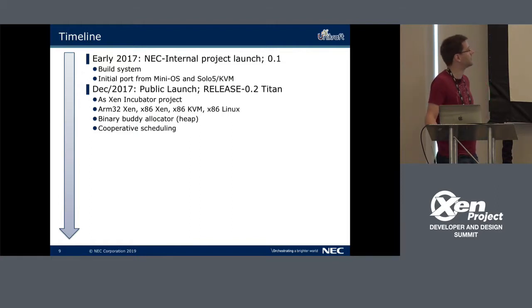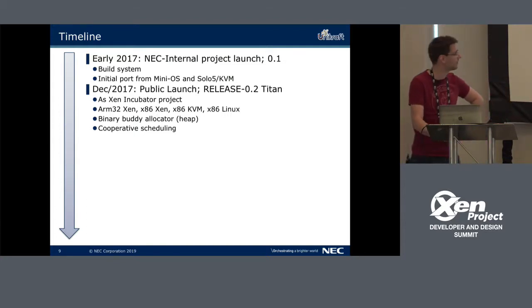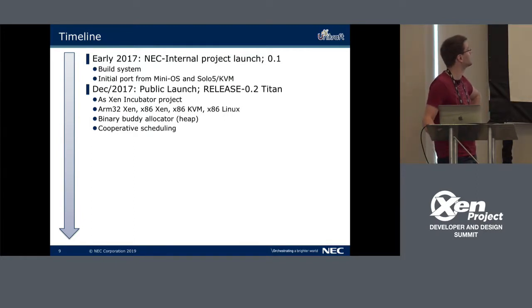We started with the release number 0.2, so 0.1 was kind of an internal release number. So we are now a Xen incubator project, and at that time we had support for Xen on ARM32 boards, or ARMv7 actually, KVM, Xen, and Linux support for x86. We came with the ported binary buddy allocator from Mini-OS and had a really rough implementation of a cooperative scheduler.